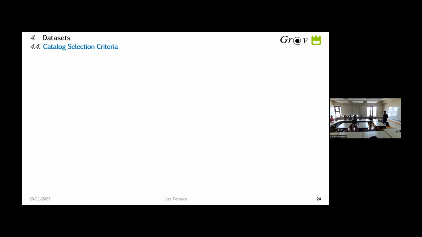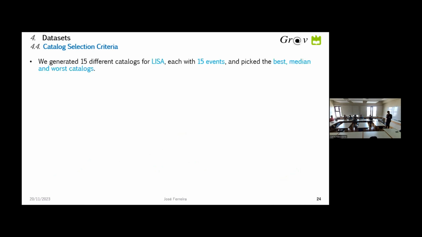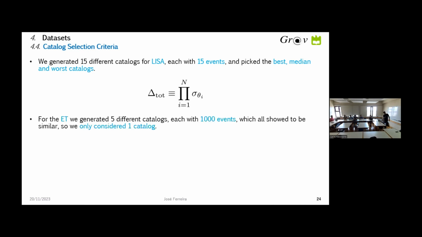Okay, so because we're talking about catalogs and probability distribution functions, we must provide statistical confidence in our results. To do so, we generated 15 different catalogs for LISA, each with 15 events, and we picked the best, median, and worst catalogs. For us to say what the best, median, and worst catalog is, we rated them based on how small their 1 sigma regions for each parameter were when multiplied. As for the Einstein Telescope, we generated 5 different catalogs, each with 1,000 events, which all showed to be similar, so we only considered one catalog.